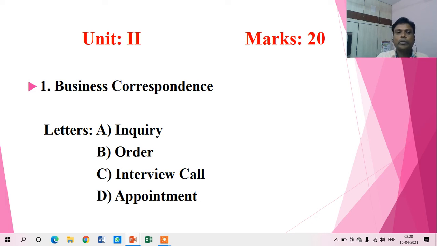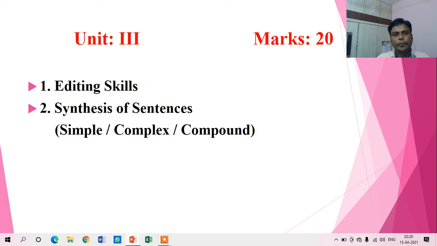There are different sorts of letters written in business correspondence. A number of different sorts of letters are incorporated in our book Synergy. But out of all those letters, we are going to discuss only 4 letters. The first letter is inquiry letter, second is order, third is interview call, and fourth is appointment. So in the lecture on business correspondence, we will discuss all these different sorts of letters in detail. So this is unit number 2, which carries 20 marks again.